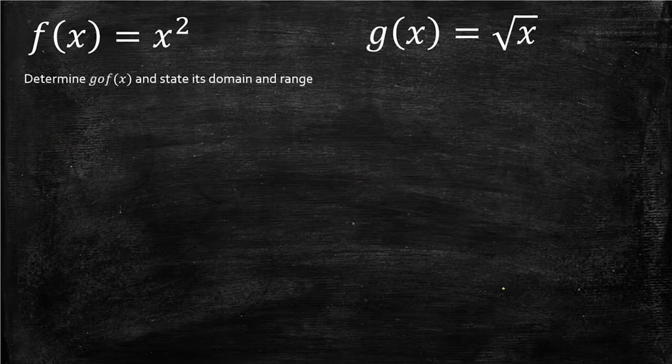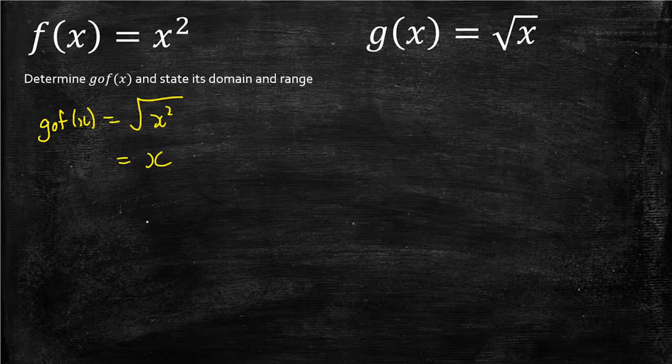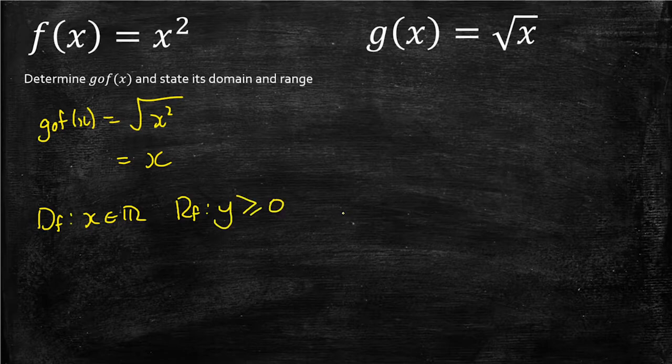Let's look at what happens when we have to find g of f now. The g of f means we need to substitute the f function into the g function. So I'm going to get the square root of x squared, which is x. Again, let's set up the domain and range. So we're going to input x values into f, and then those will go into g. So we need to look at the domain and range of f first. So the domain of f is x is an element of real numbers. Because it's a quadratic, we can accept any real numbers. And the range of f is going to be y is greater than or equal to 0.